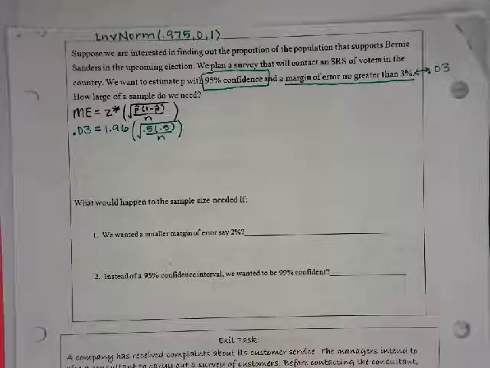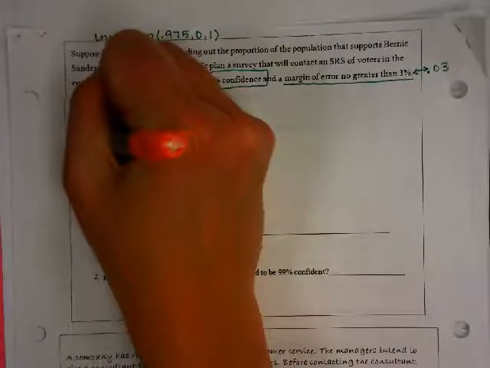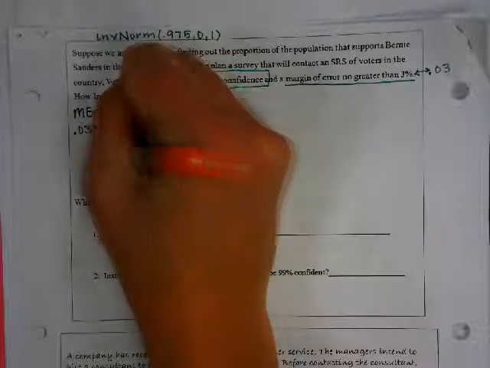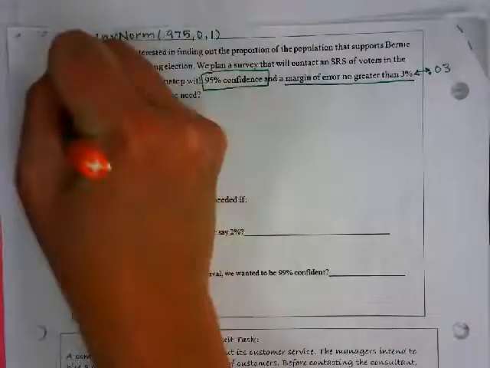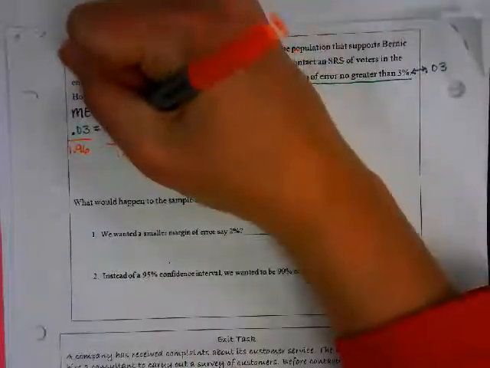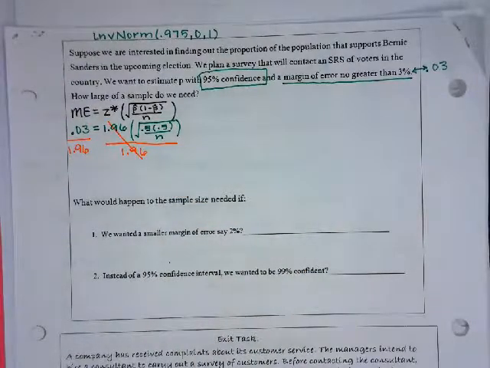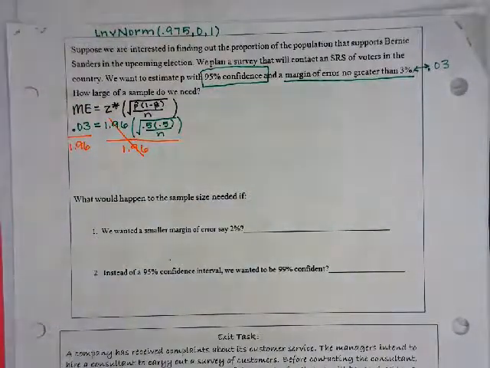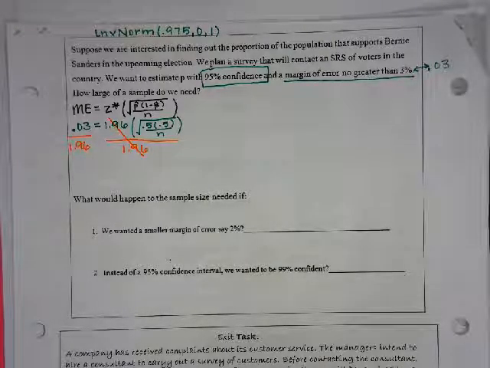First step: divide both sides by 1.96. Those cancel out. 0.03 divided by 1.96, so let's go with 0.0153. And that is equal to the square root of 0.5 times 0.5 divided by n.